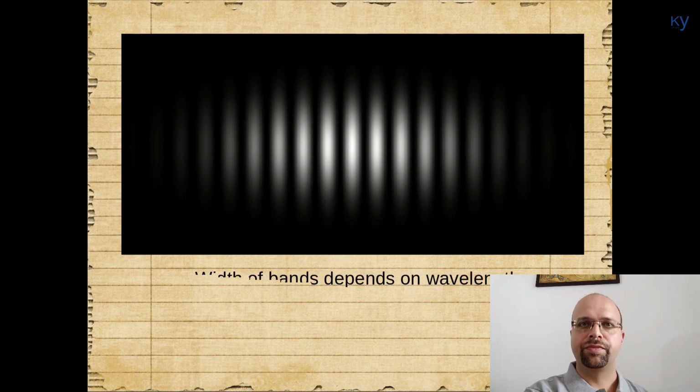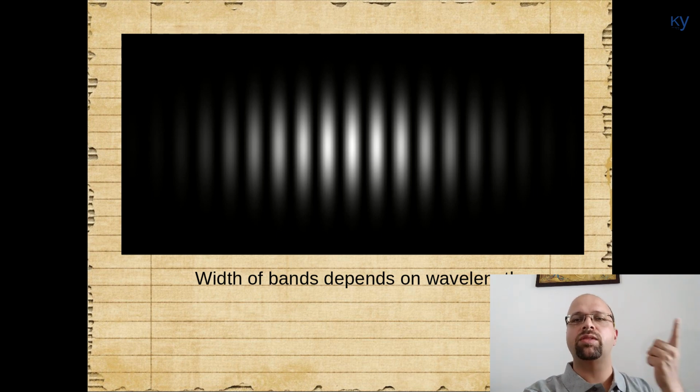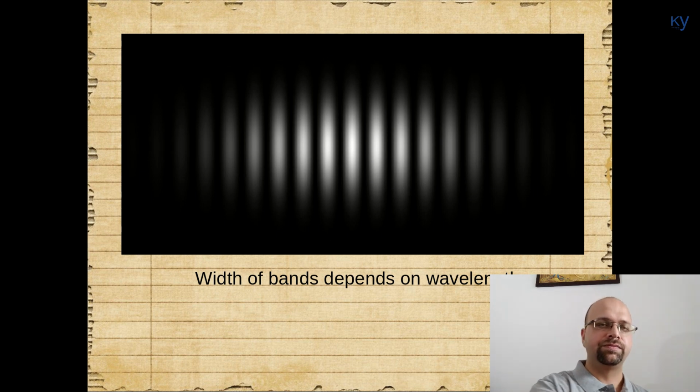Now, the study of optics tells us that the width of these bands depends on the wavelength of the light. If you choose pure red light, you will get a different size of the bands. If you use pure blue light, which is a different wavelength, you will get a different width of the band.